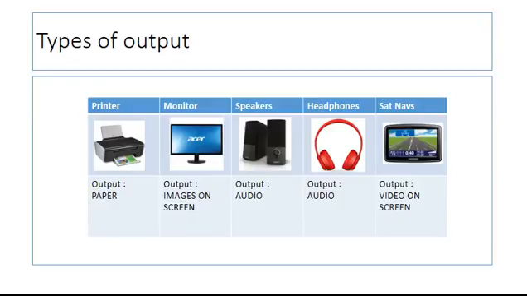So there are different types of output. You can see on the screen at the moment different sorts of output which it provides. We've got printers, monitors, speakers, headphones and sat-navs. And sat-navs are a bit of a controversial choice. I'll explain why in a minute.